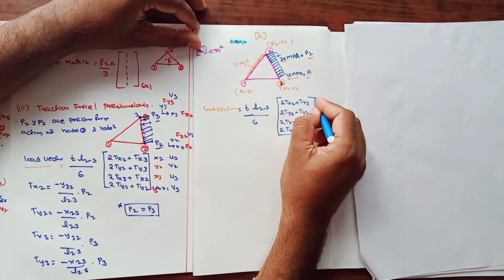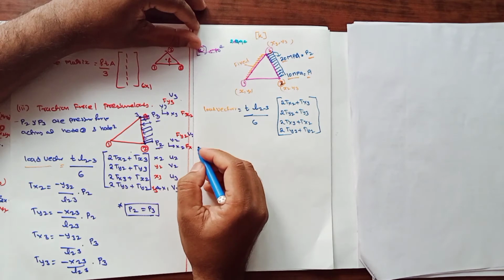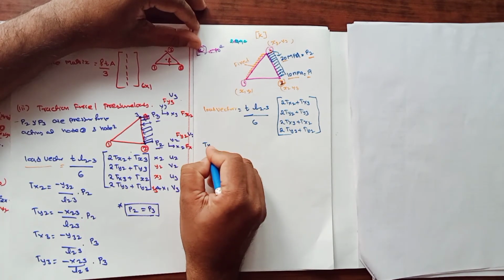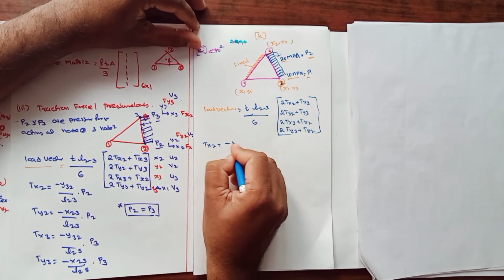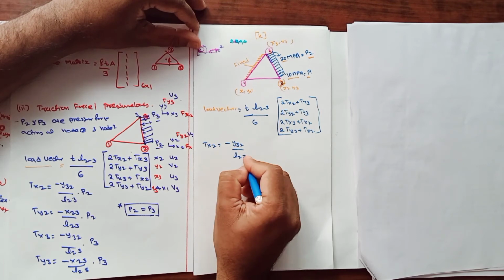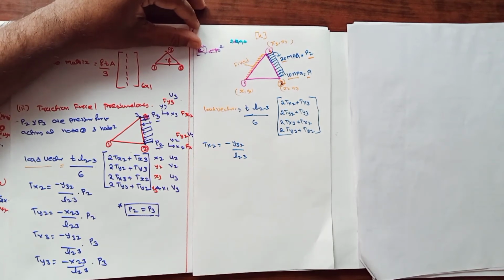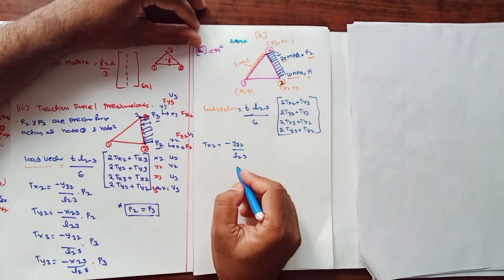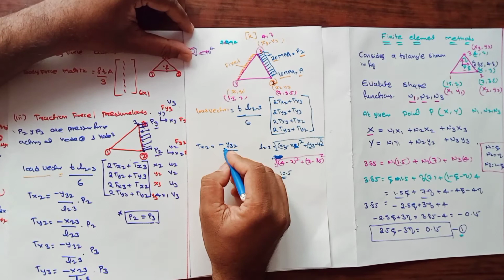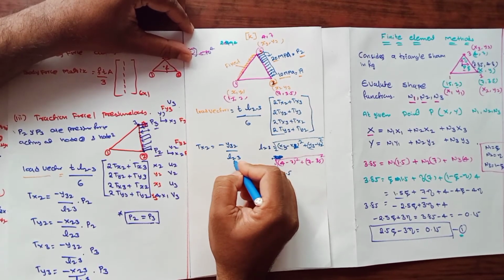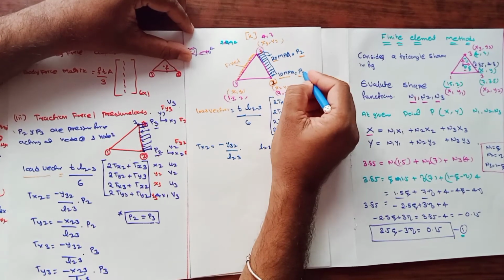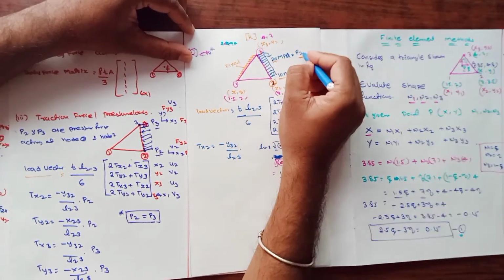We know each formula from the last class that defines Tx2. Tx2 can be written as minus y32 divided by the length of 2 to 3, times the pressure at nodal point 2. So Tx2 is minus y32 divided by L23, times P2, where the pressure at nodal point 2 is P2 and at nodal point 3 is P3.